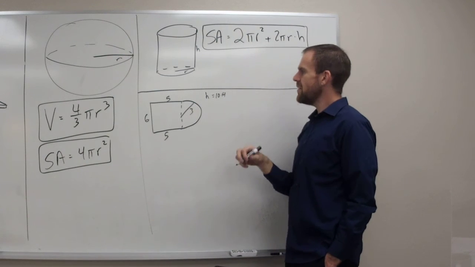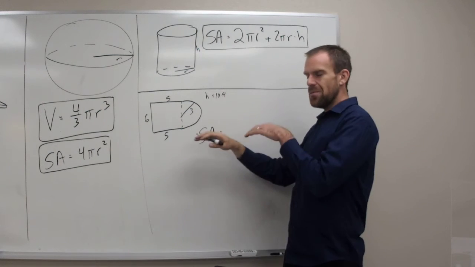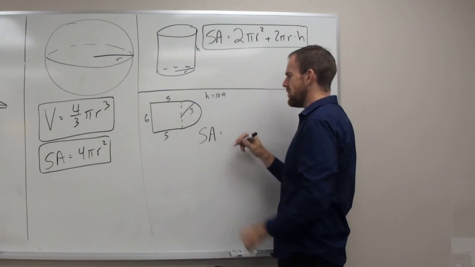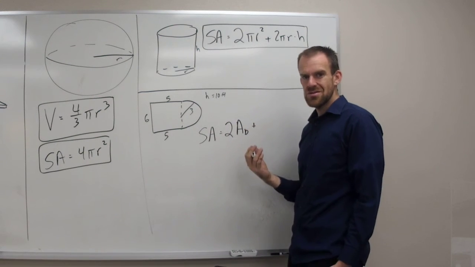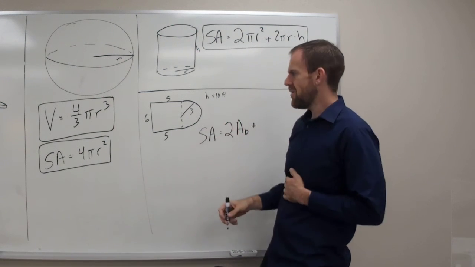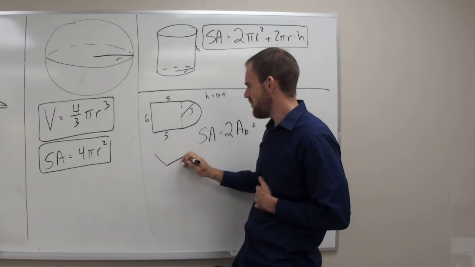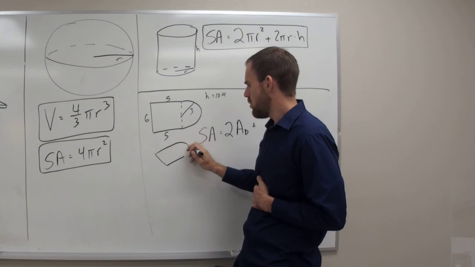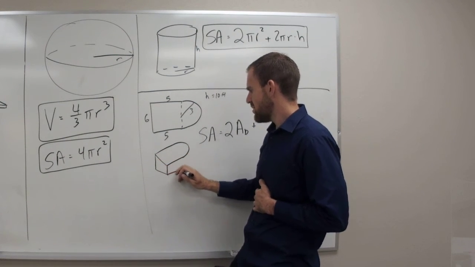With surface area, I can use this equation. Since I have a bottom and a top, I'm going to do 2 times the area of the base plus the lateral surface area. So this is the surface area around the edges. Let's see, in our last class, I was able to draw this. So let's see if I can do it again. That's the shape we're looking at there.